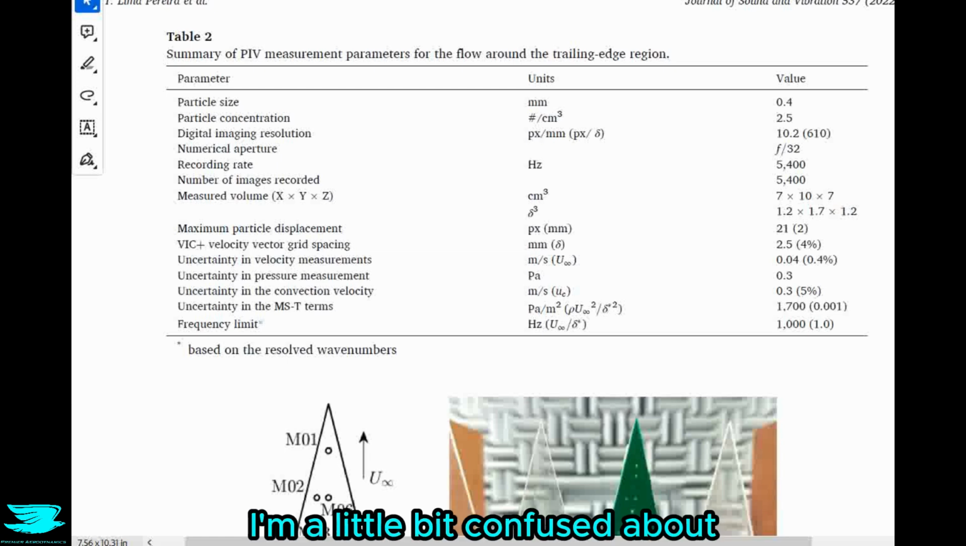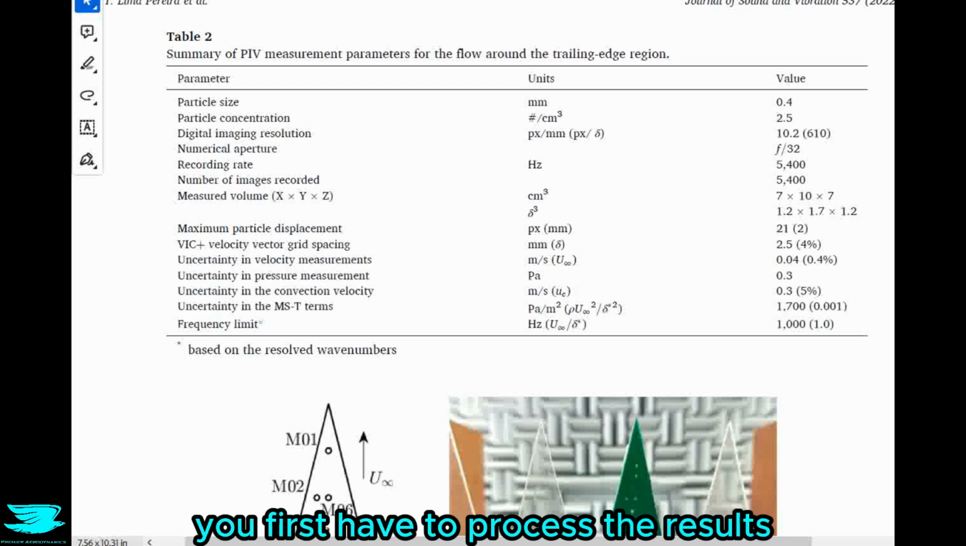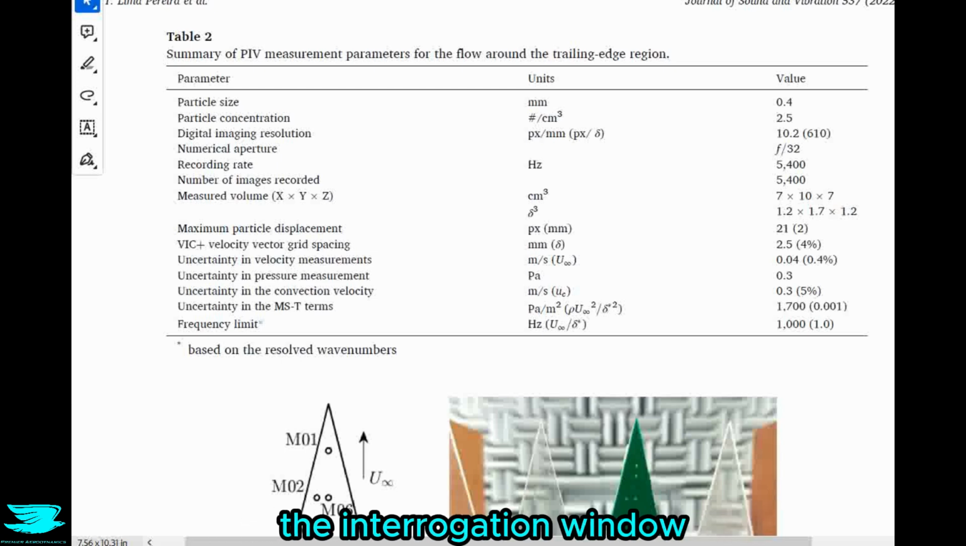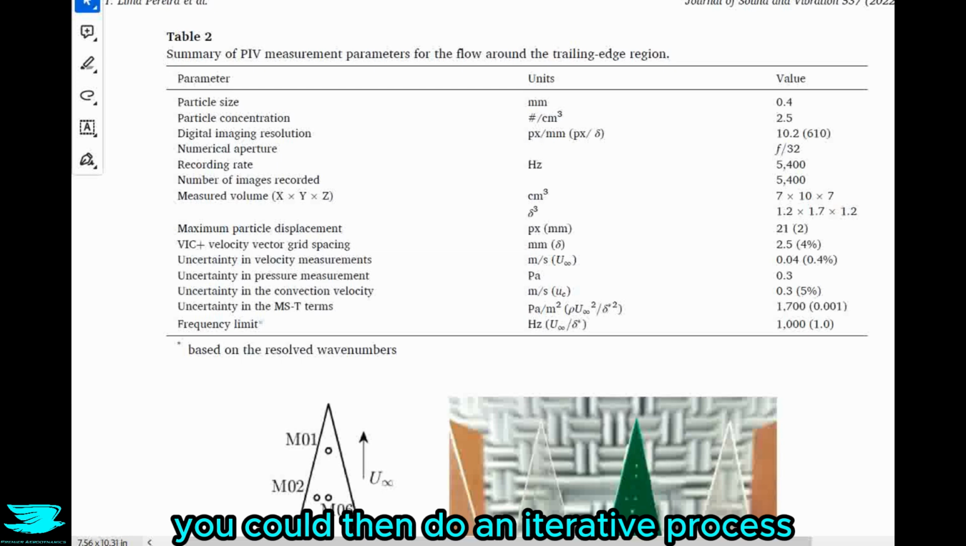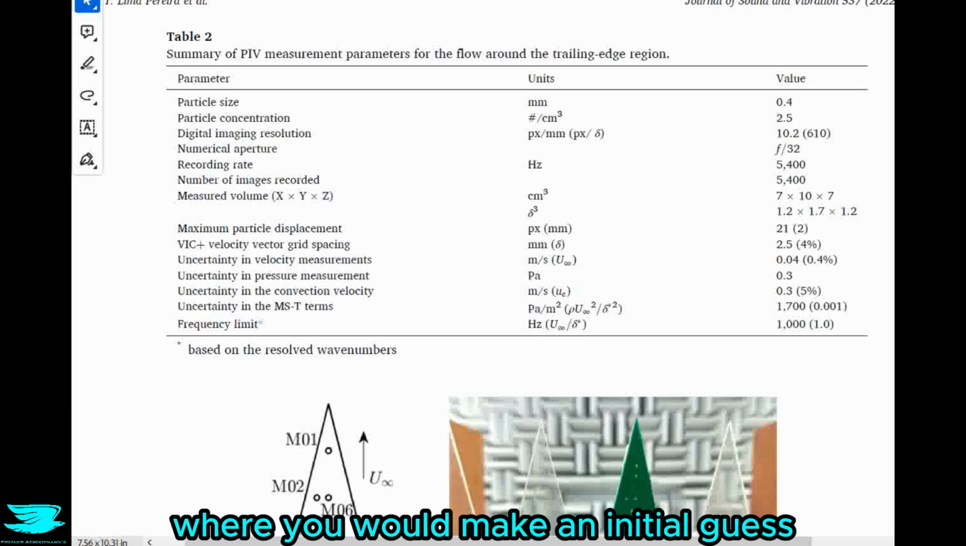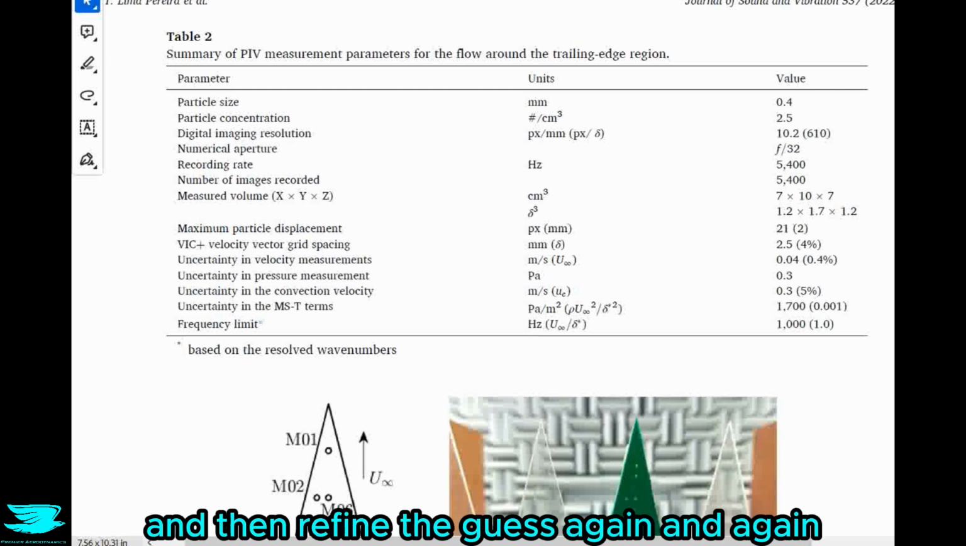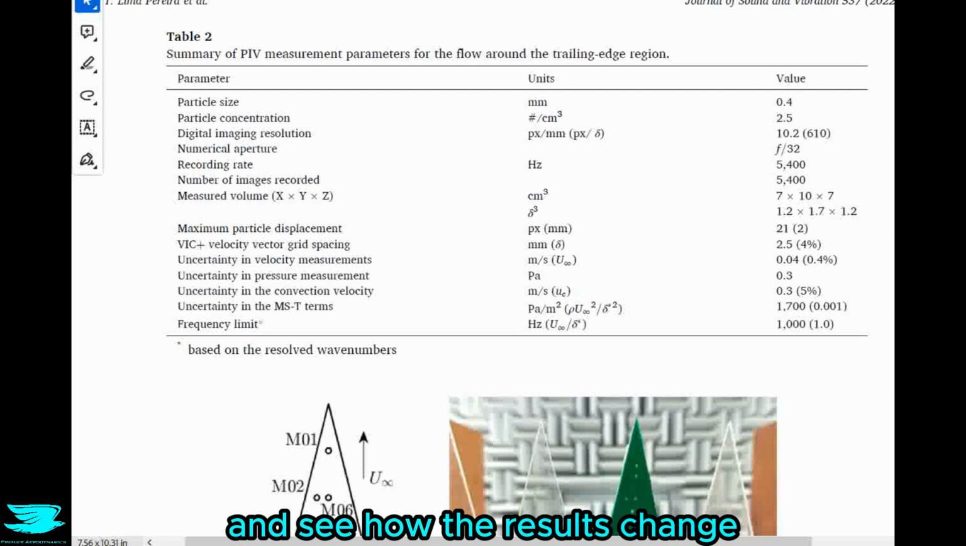And actually, I'm a little bit confused about how they would do this accurately, because to know what the particles are doing, you first have to process the results, which requires you to choose an interrogation window size or make a guess about how fast the particles are traveling. In the latter case, I guess you could do an iterative process where you make an initial guess, see what the results are, and then refine the guess again and again and see how the results change.